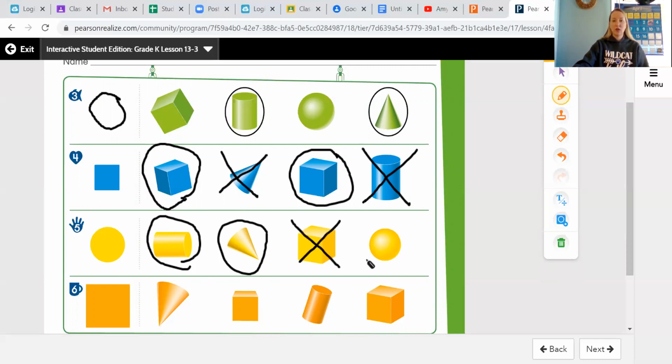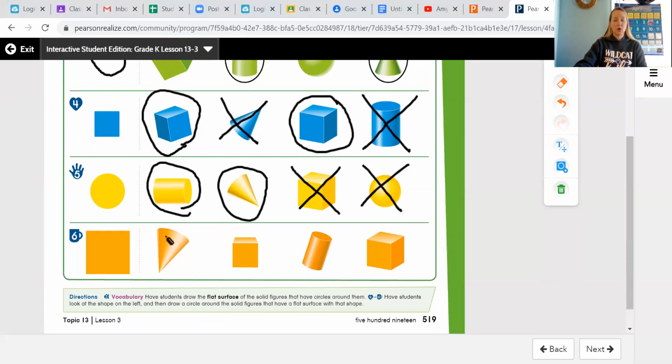And here we have a sphere. Does a sphere have a flat surface? Let's pick up my sphere. Are there any flat surfaces? No, there are not, so we will cross that one out. All right, number 6. We are looking for a solid figure that has a flat surface shaped like a square. Let's look at the cone. Does a cone have a flat surface that is a square? No, that one has a circle.